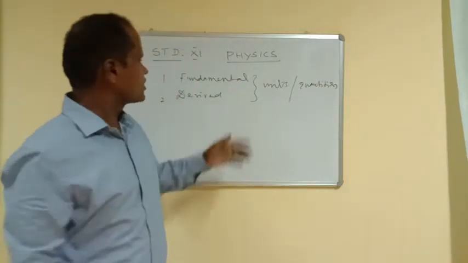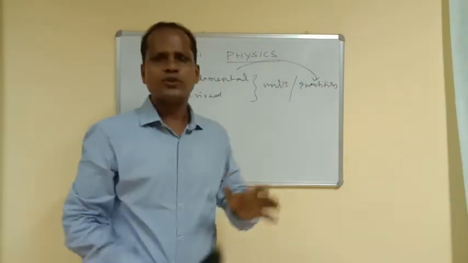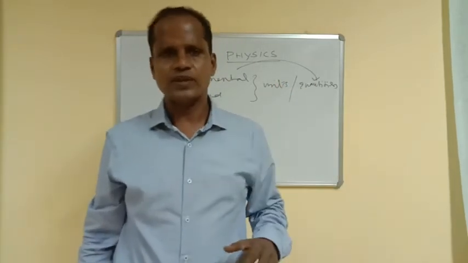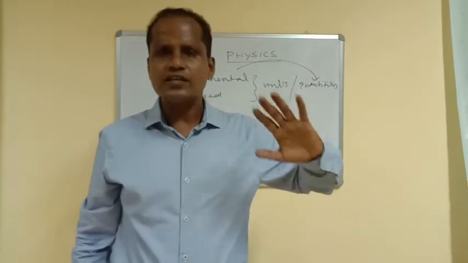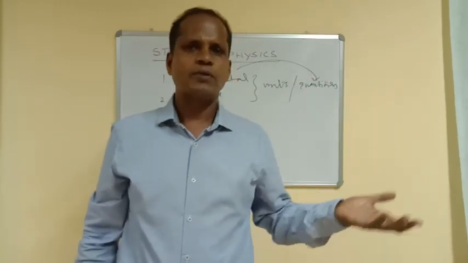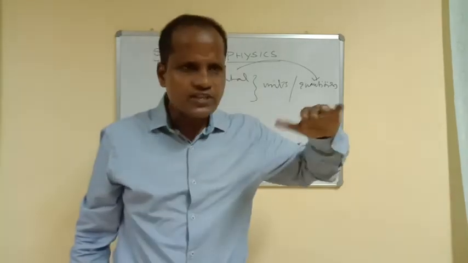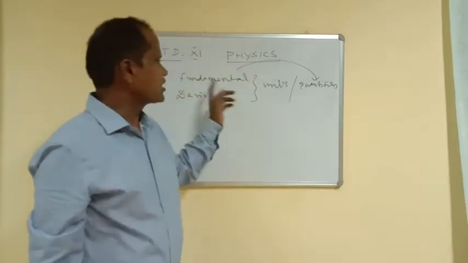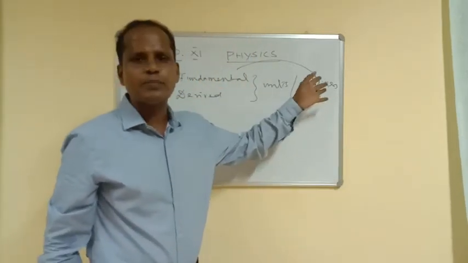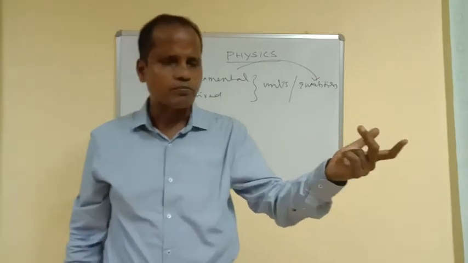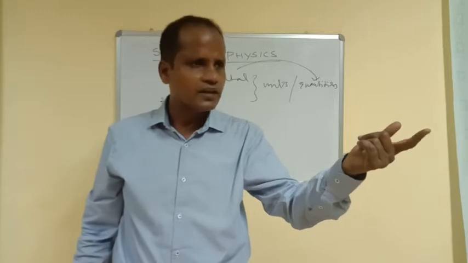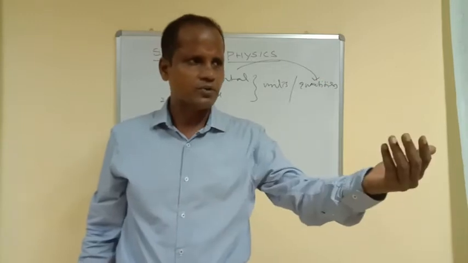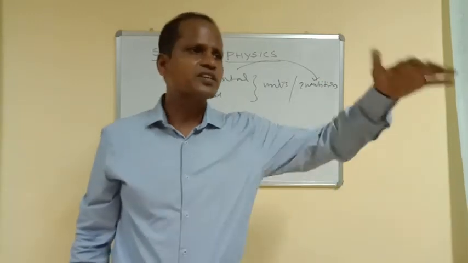What are fundamental quantities? Fundamental quantities are the physical quantities which are independent of other physical quantities. These are basic quantities. They are not depending on other physical quantities. So they are basic, and that's why they are called fundamental physical quantities. Examples: length, time, mass, temperature, and current.